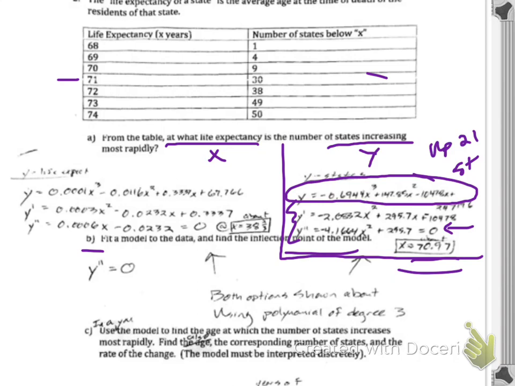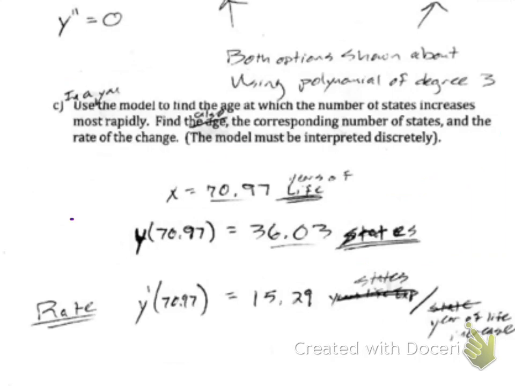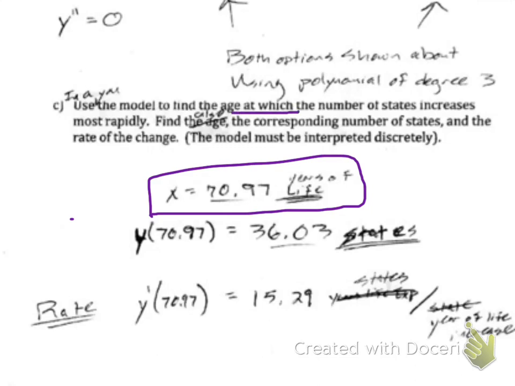Let's go to part C here. What I'm going to do is just pause this, and I'll get the picture up for you. All right, so here's that picture. The 70.97 years of life, that's the input value x. And what the question says, use the model to find the age. That's find the age at which, which means age is my x. Got that part figured out, years of life. The other part is where the number of states increases most rapidly. That would be my y. Something increasing most rapidly, that would be your output.